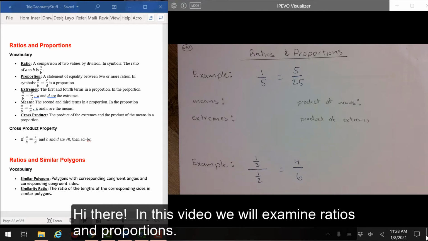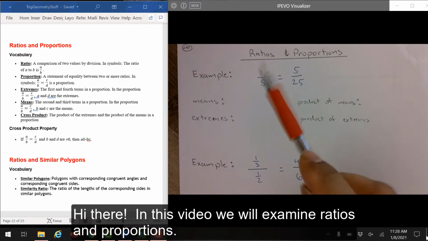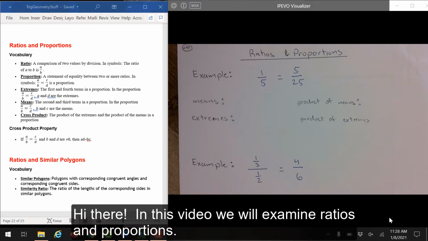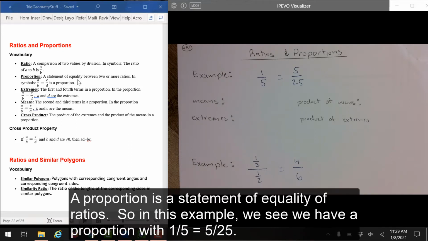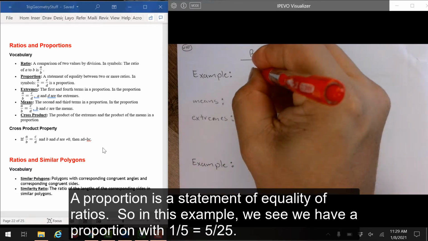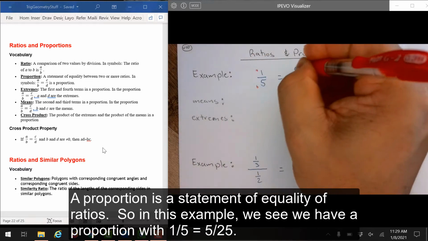Hi there. In this video, we will examine ratios and proportions. Notice some terminology on the left. A proportion is a statement of equality of ratios. So, in this example, we have a proportion with 1/5 equal to 5/25.